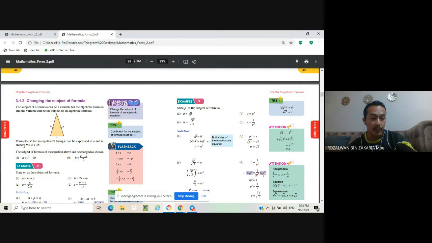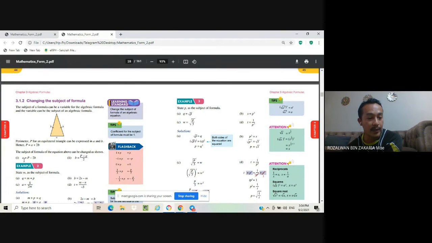Look at this formula, P equal to A plus 2B. The capital P here is the subject for this formula. The subject is the single alphabet before the equal sign. So here capital P is the subject. Now for A equal to P minus 2B, A is the subject. So from the same formula, we can change from P to A to become the subject. Later we will look at how to change the subject.